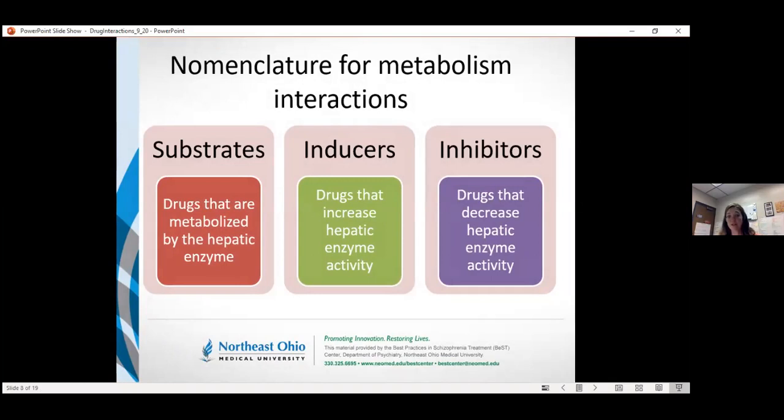So substrates are the drugs that are metabolized by the enzyme. Inducers are drugs that make the enzyme activity increase. They make it even more, a greater amount of enzyme activity. And inhibitors are drugs that reduce the amount of enzyme activity that we have.